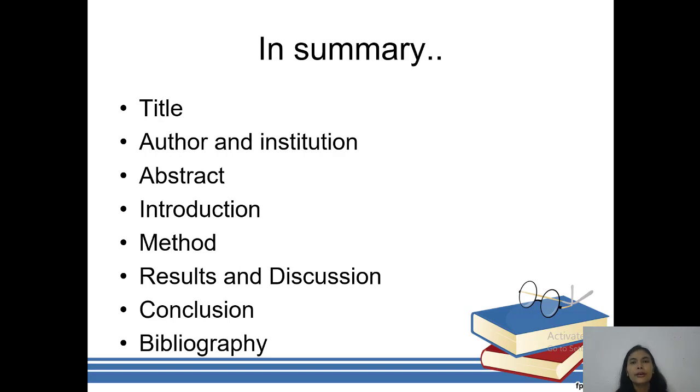So, in summary, what you need to have for a journal article is a title, author and institution information, the abstract, introduction, the method, the results and discussion, the conclusion, and also the bibliography.